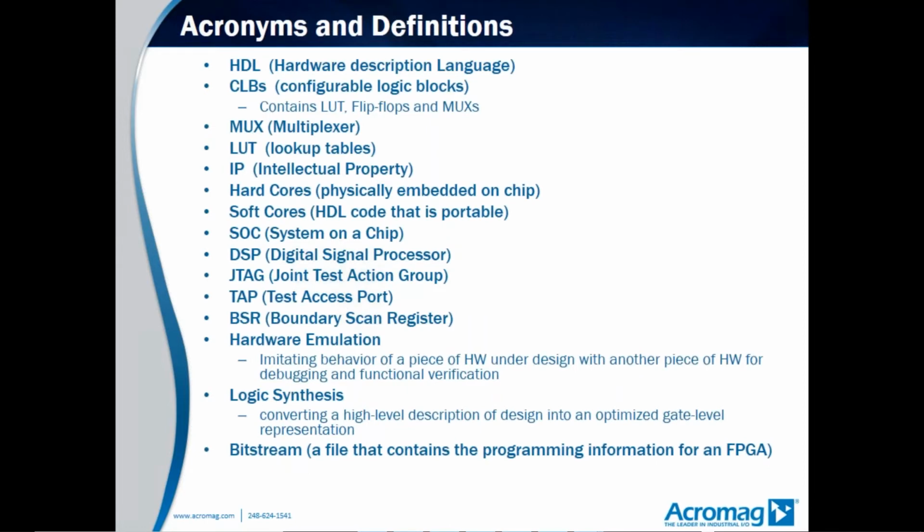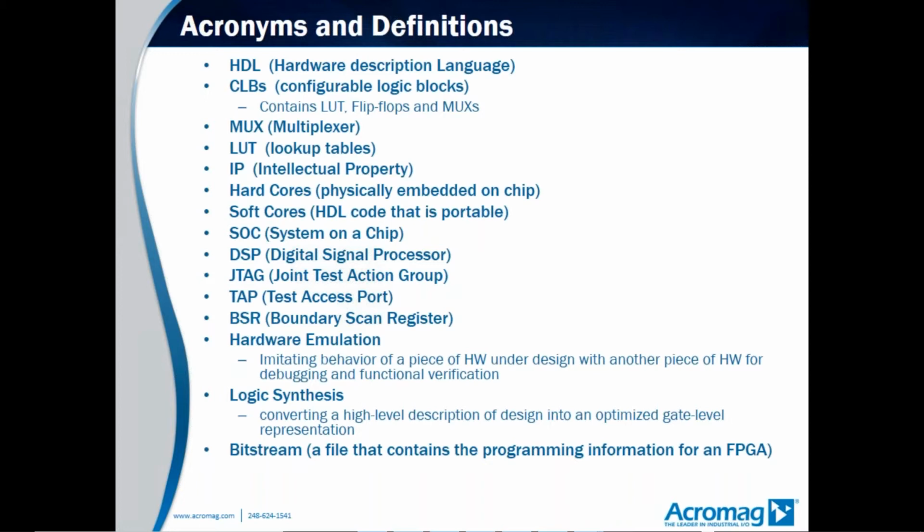So some typical and common acronyms and definitions that you would like to be familiar with when you're talking FPGAs. HDL is referred to as hardware description language. CLBs are configurable logic blocks that are inside FPGAs, and they contain lookup tables, flip-flops, and muxes. A mux is a multiplexer. A lookup table is a group of SRAM that basically allows you to map your input values to your output values. Intellectual property, IP cores, they can be hard cores that are physically embedded on a chip. Soft cores are HDL code that is portable and that you could take from one FPGA to another FPGA.